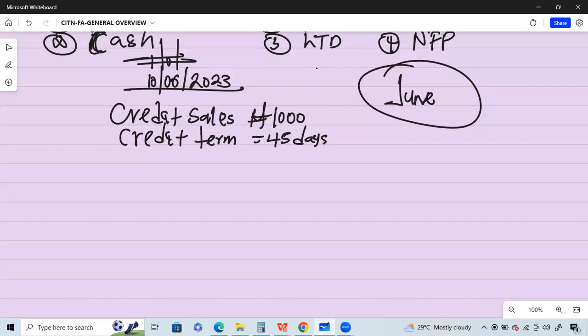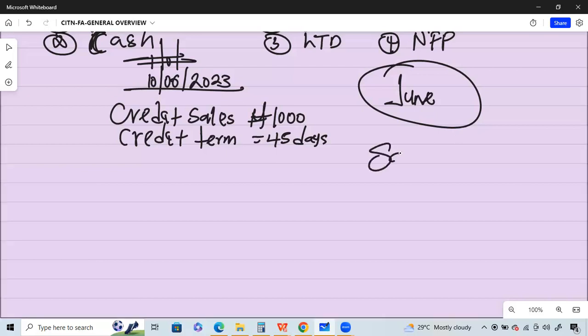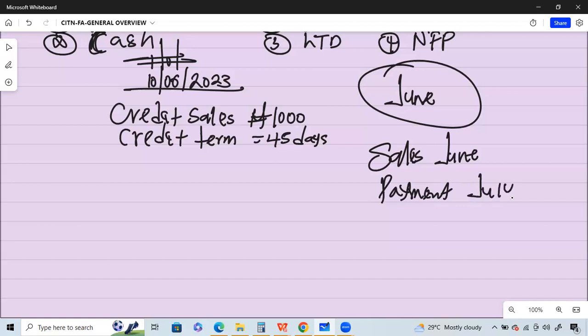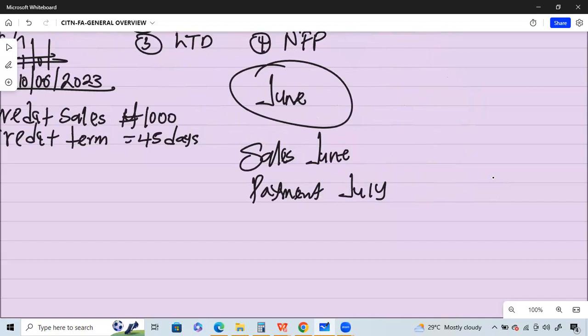under accrual basis, I'm still going to record it as my sales in June. And let's even say that the customer is going to make payment in July. Under accrual basis, you are looking at what was the date that this particular transaction occurred? The transaction occurred in June. So under accrual basis now, I'll still record it as sales for the month of June.